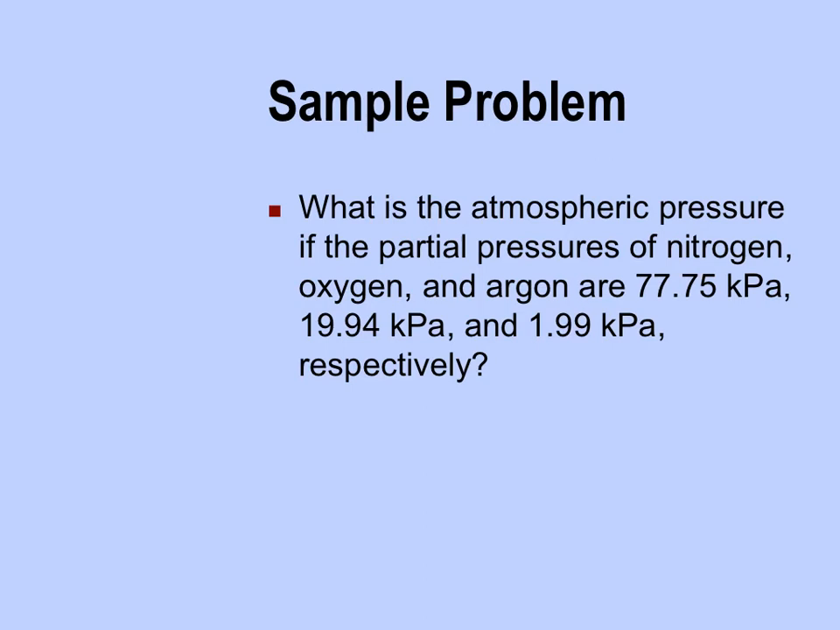Next, let's look at a sample problem. What is the atmospheric pressure if the partial pressures of nitrogen, oxygen, and argon are 77.75 kPa, 19.94 kPa, and 1.99 kPa respectively? If you'd like, you can pause this and try and solve it. Basically, to get the answer though, we just have to add the numbers.